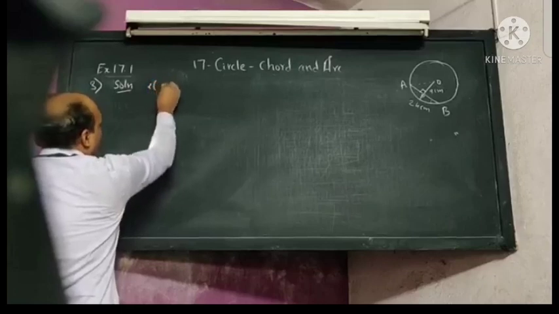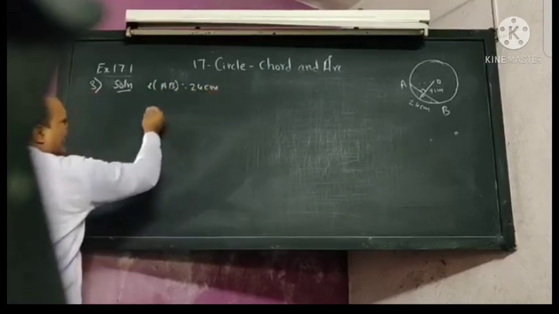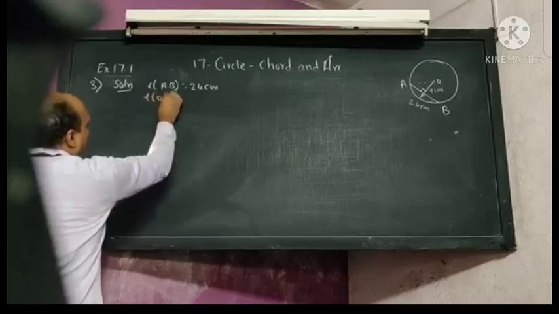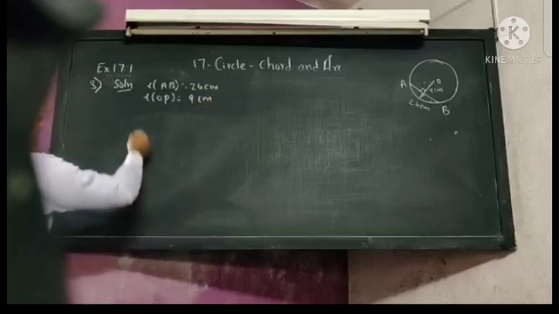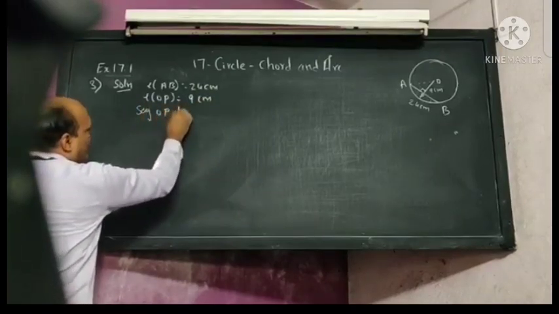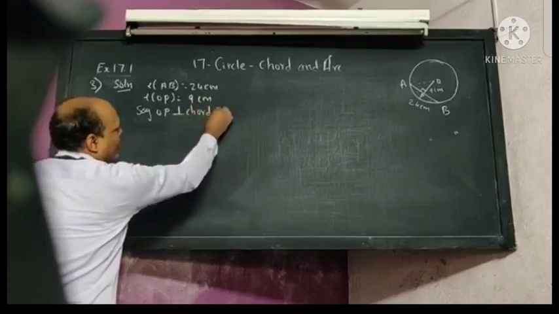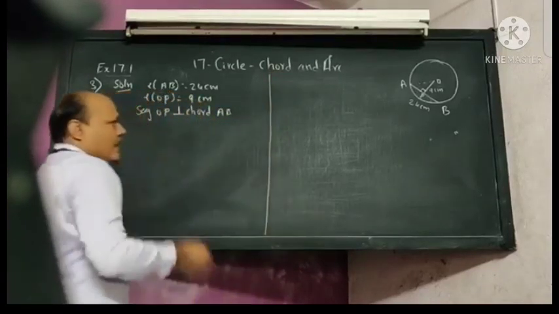Length of AB is given to you, that is 24 centimeter. Length of OP is given to you, that is 9 centimeter. And segment OP is perpendicular to chord AB. That is also given to you. So here we have to find the radius OA.